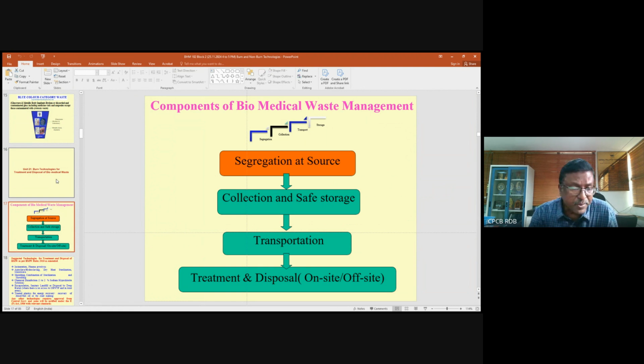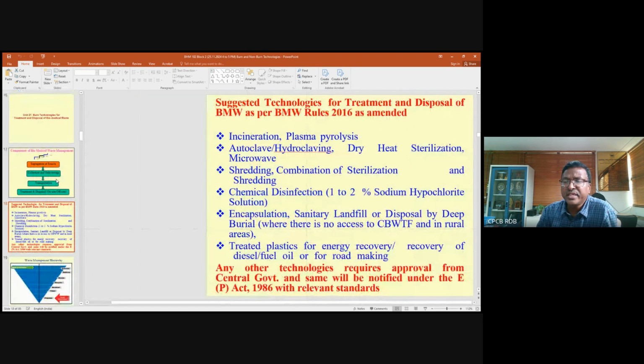That is what we call a common biomedical waste treatment facility operator. And these are the technologies suggested in the biomedical waste rules in the country, which include incineration and plasma process, especially for treatment and disposal of yellow category waste. Whereas autoclave, hydroclave, dry heat sterilization, or microwave, or a combination of sterilization and shredding can be used for the treatment of red, white, or blue categories of waste. If no treatment equipment is available, they can also go for chemical disinfection using 1 to 2% sodium hypochlorite solution. After treatment, or if the waste is not possible to treat at all, the waste can be disposed of by encapsulation.